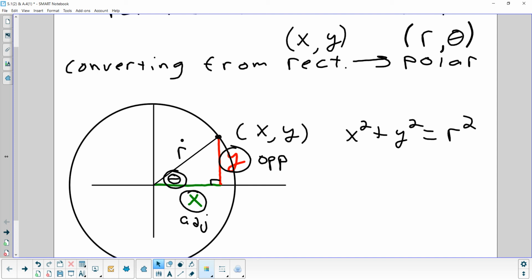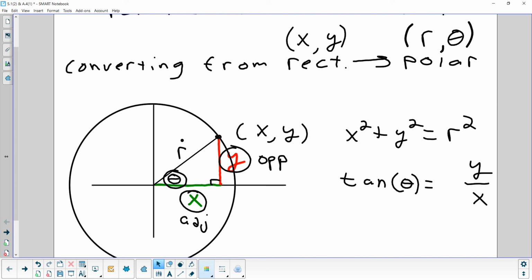What trig function has opposite and adjacent in it? Tangent. And again, I'm going to write this down neater on the next page. I'm just showing you where it comes from right now. It's going to be tangent of your angle equals opposite over adjacent.